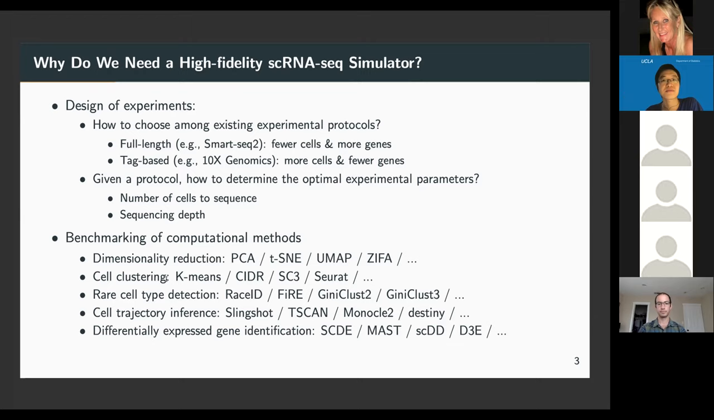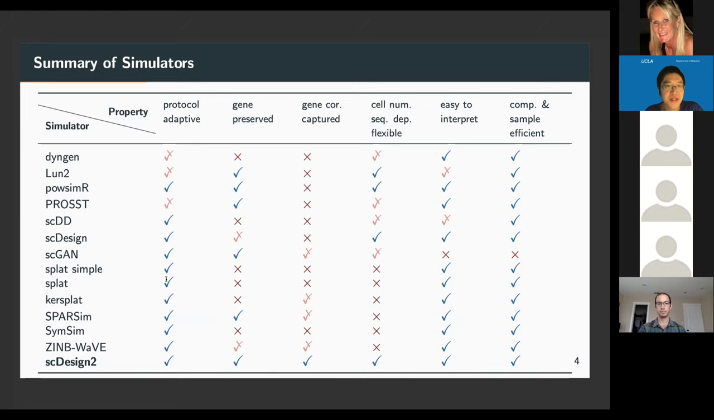Okay, so here I have a figure that shows a summary of the existing simulators, and also our scDesign tool. We can see that many simulators have been proposed so far, but none of them can satisfy these six properties that we've listed here, especially, none of the current simulators listed here can capture gene correlations very well.